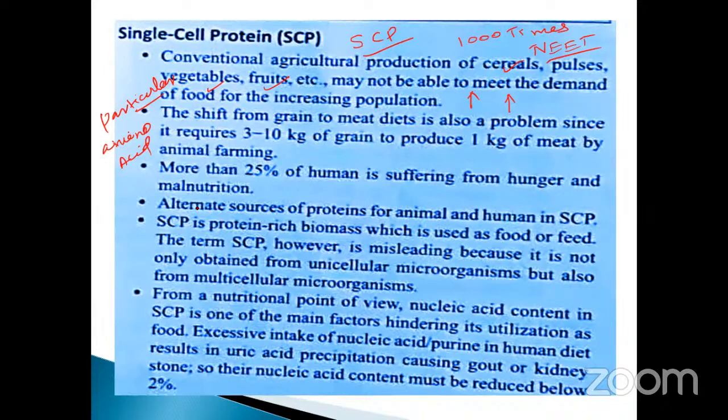Okay, media. The shift from grain to meat diet is also a problem, since it requires 3 to 10 kg of grains to produce 1 kg of meat by animal farming. See here, 3 kg to 10 kg is equal to 1 kg of meat. More than 25% of humans are suffering from hunger and malnutrition. This is already in our book.